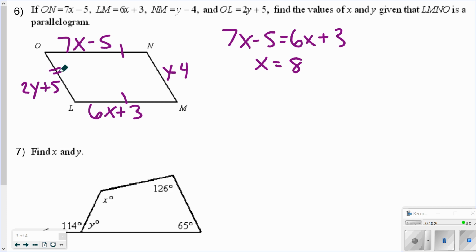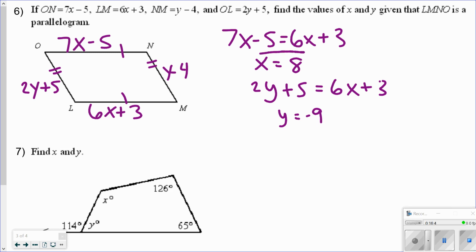Now I need to solve for y, so I know that these two sides are congruent, which is 2y plus 5 is equal to 6x plus 3. When I solve for y here, I end up getting that y is equal to -9, which is okay. So here are my values. And tomorrow on the quiz, you won't get a negative value like that, so don't worry. But for this case, it's fine.